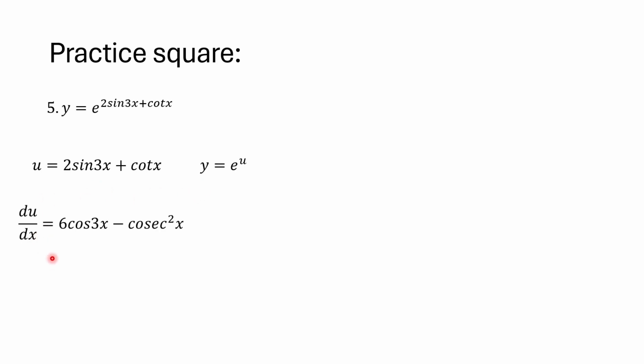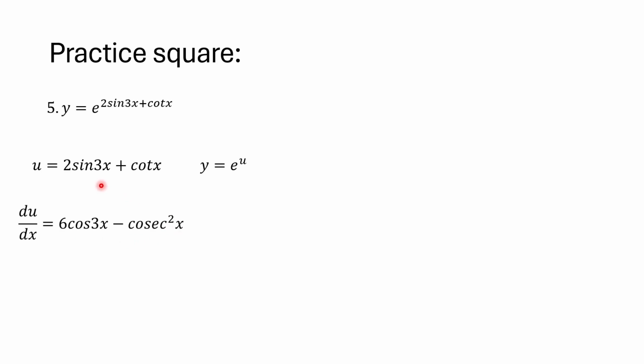Perfect. Final question, question 5. Again, using exponentials, just to mix things up. So this is, we can use chain rule. If we say u is equal to 2 sine 3x plus cot x, y is equal to e to the u, du dx is equal to minus 6 cos 3x minus cosecant squared x.